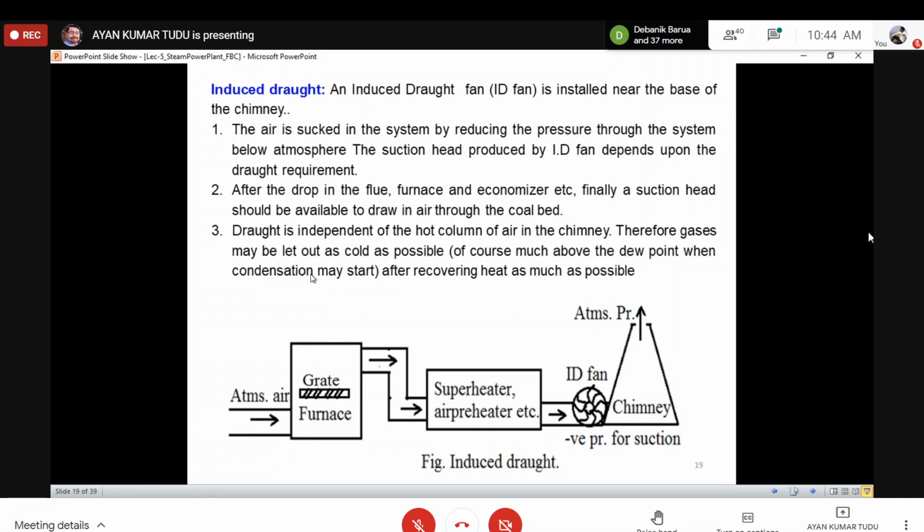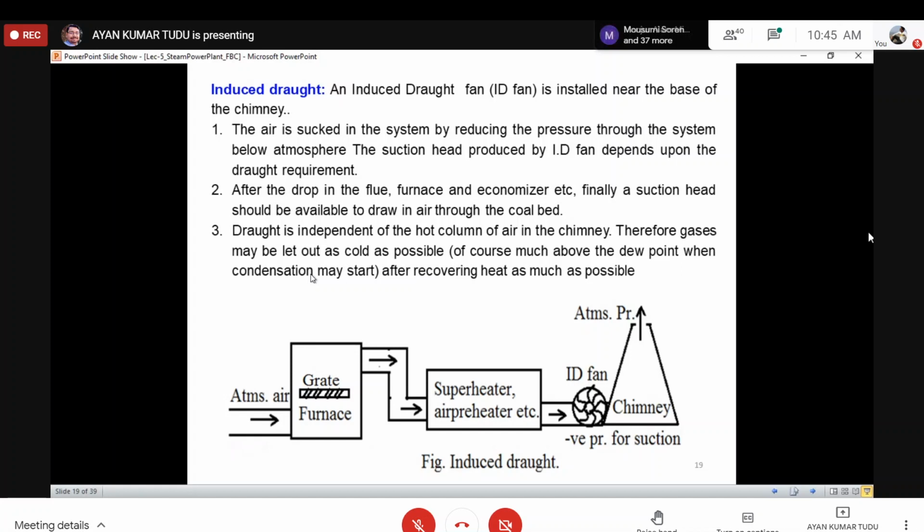and so the gases can be coming out from the chimney at very low temperature, compared to what was coming out from our chimney draught. Here the pressure is kept much lower, yet we can recover a lot of the temperature. Through what are we recovering it? Obviously through the use of the economizer, superheater, reheaters, air preheaters and so on.